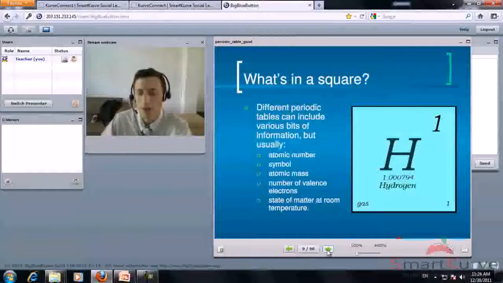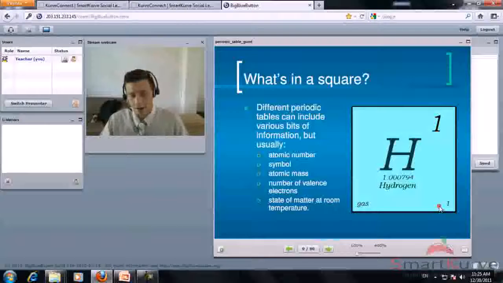Moving on, what's in a square? We can see the atomic number, which we've talked about, the symbol, which is usually 1 or 2 letters. Right underneath the symbol, we see the atomic mass. That's the average mass of the element. And here the name of the element and the state of matter at room temperature, standard temperature and pressure. Hydrogen we know is a gas. We see gas in the lower left-hand corner. Let's move on.